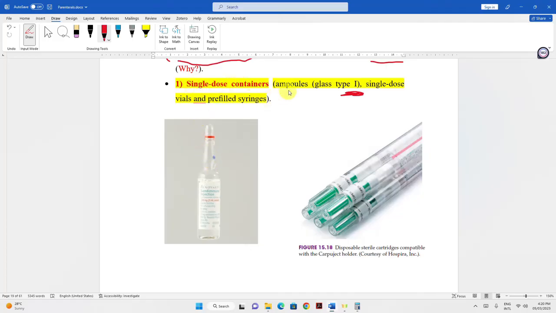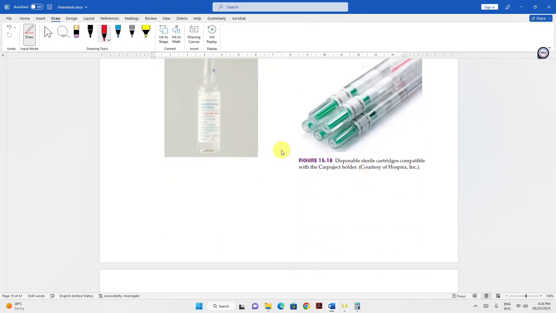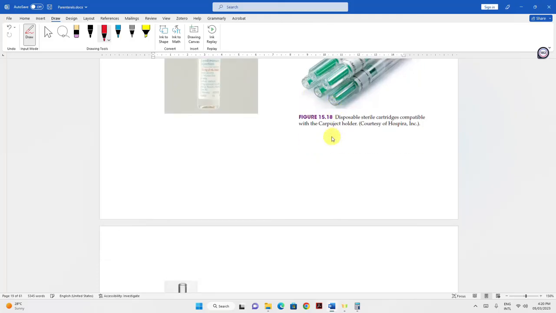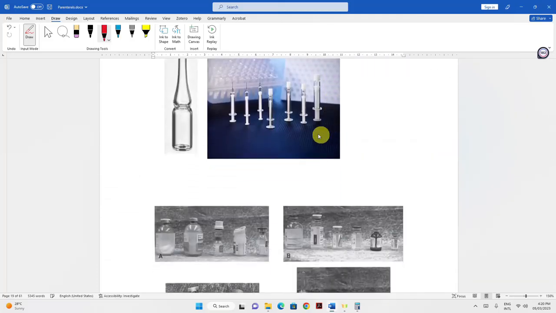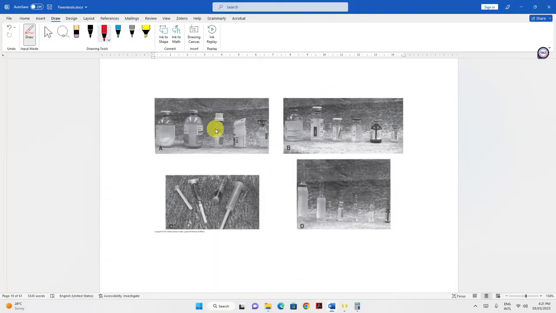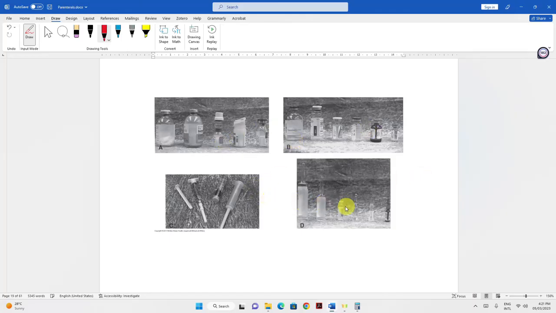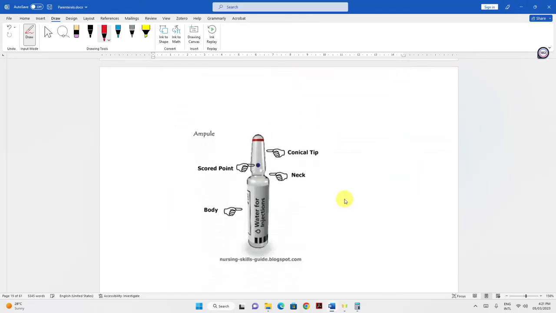So single dose containers include ampoules, single dose vials, and also pre-filled syringes or cartridges. Okay, like what you see here. You take the cartridge and you put it in a holder and then it's used. This is ampoules. So these are the types of products.